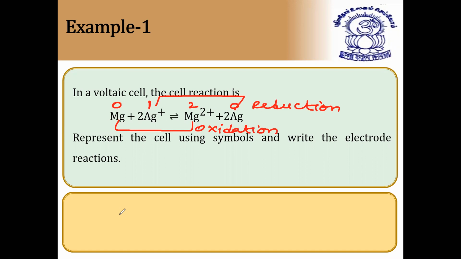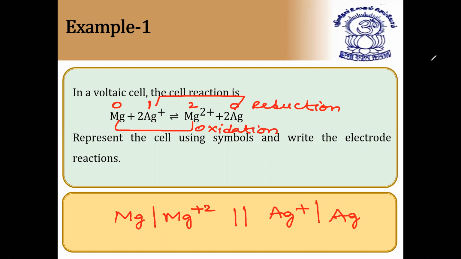So we can write the cell reaction: Mg vertical line Mg2+, because concentration is not mentioned, so directly we can write Mg2+, salt bridge double vertical line, Ag+. No need to add 2 because the stoichiometric coefficient we will use only in the substitution part. So Ag+ changes to Ag, with the salt bridge as double vertical line, then Ag+ single vertical line Ag. This is the cell representation using symbols.